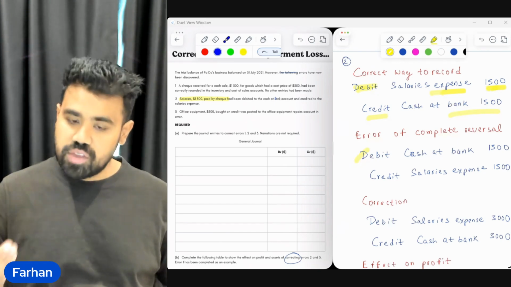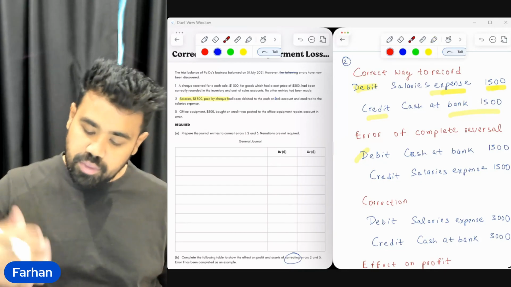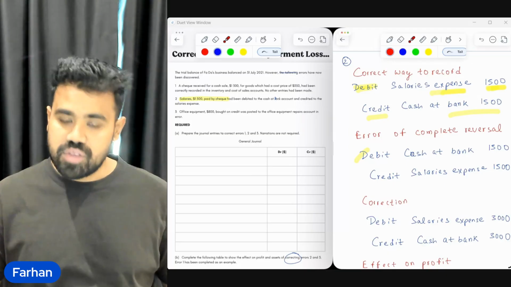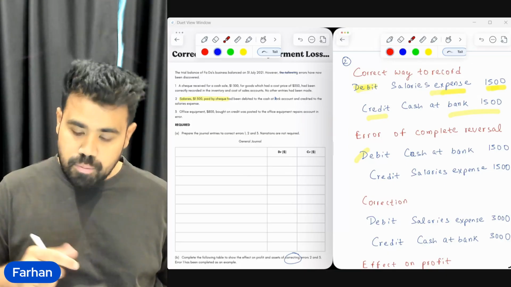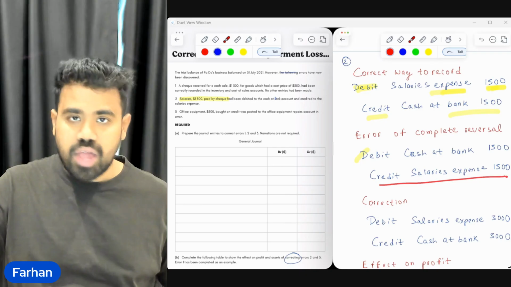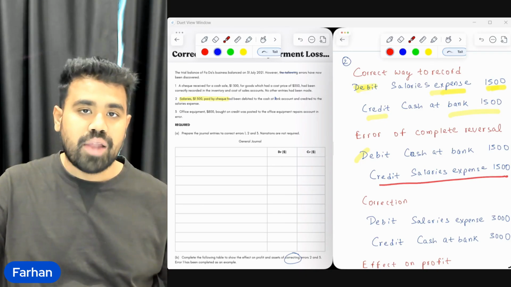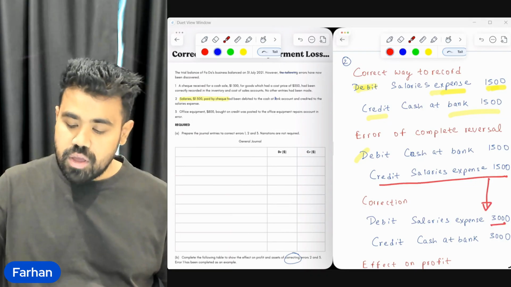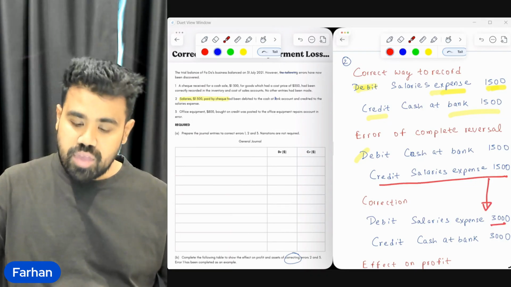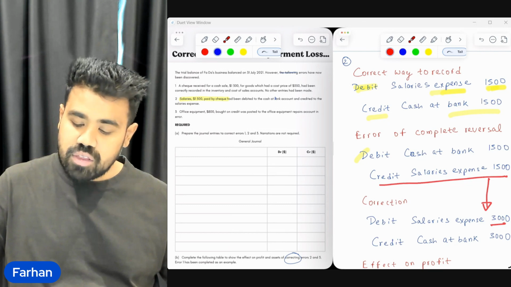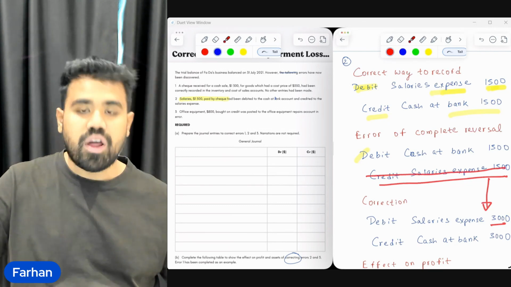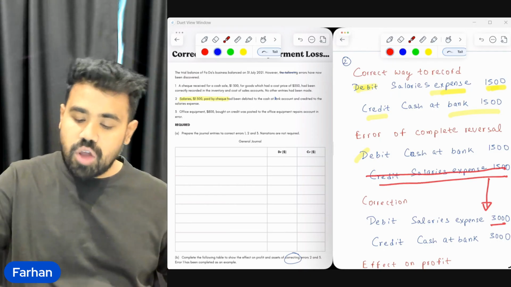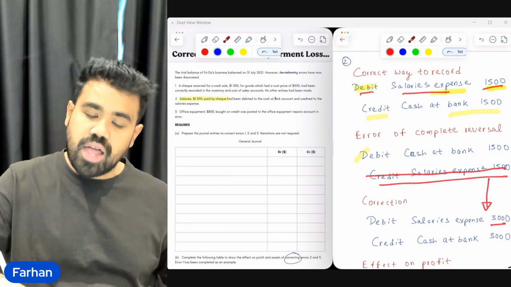So how can we fix this? Look carefully at the way we have corrected this. We want to end up with the debit balance of $1,500 in the salaries expense. What is in the books at the moment is a credit balance of $1,500 for salaries expense. So how do we end up with the net balance of debit $1,500? We debit salaries expense by $3,000. Because when we debit salaries expense by $3,000, what essentially happens is that the first credit incorrect entry of $1,500 is entirely offset, and what is left afterwards is $1,500 with more debits in the salaries expense account.